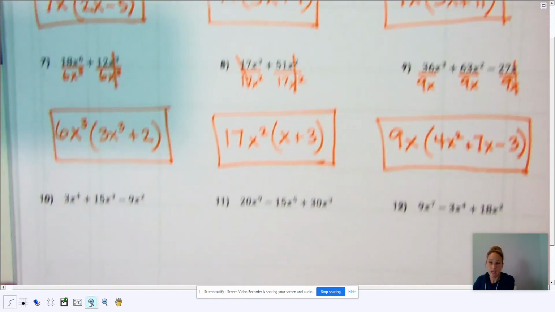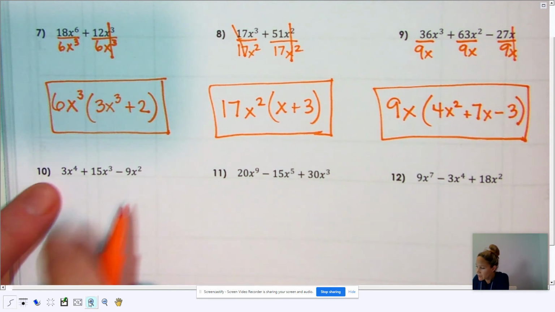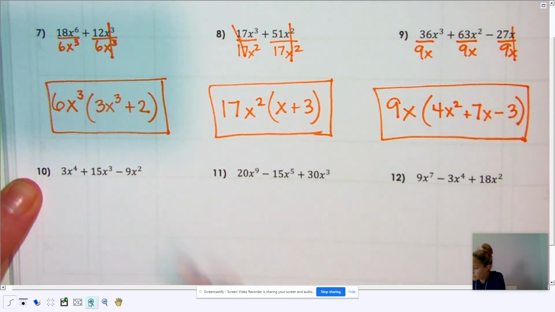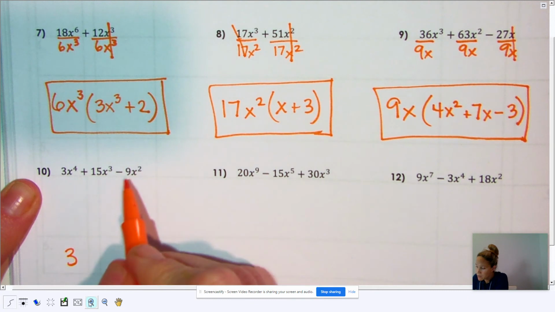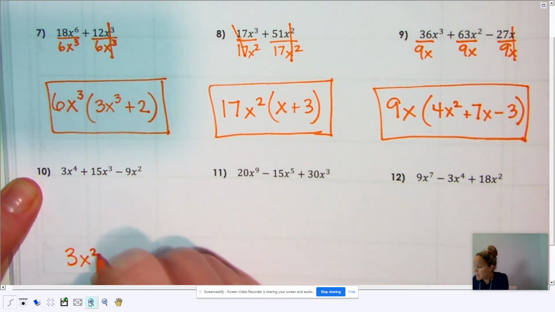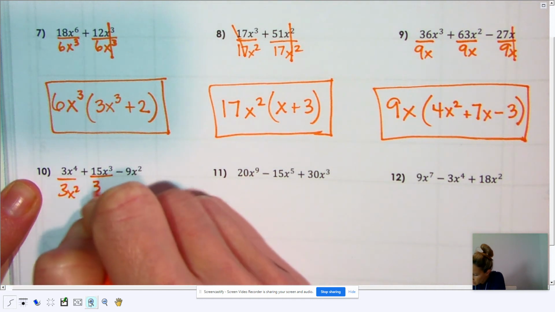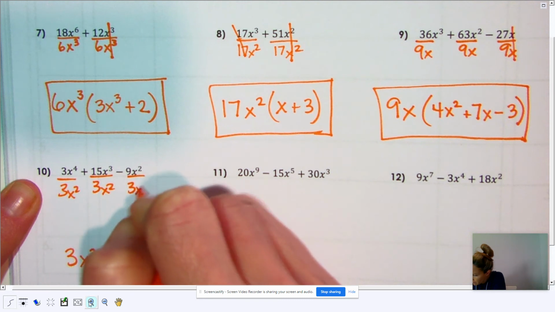Question number 10. We are going to look at the numbers, and the littlest number 3 can go into all of those. So I know I can pull out a 3. The most x's that they all share would be 2 of them. And then I'm going to divide by 3x squared on each of those and see what's left.